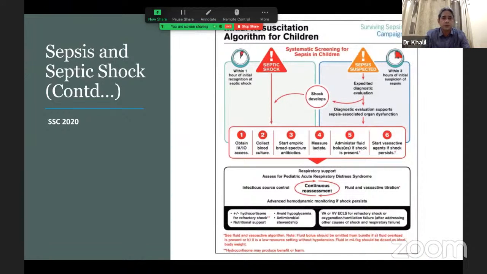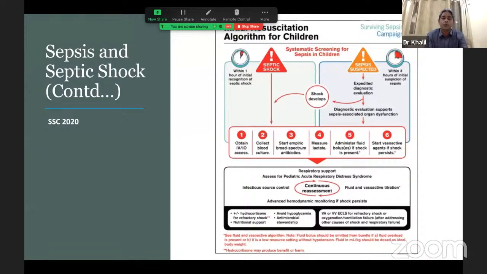Now coming to the algorithm for resuscitation of children. Again, this is from the Surviving Sepsis Campaign of 2020. So we all know that time is important when managing critically ill children. When you have systemic screening for sepsis in children and you have identified sepsis, then you categorize it into septic shock on your clinical judgment, then things have to go fast.